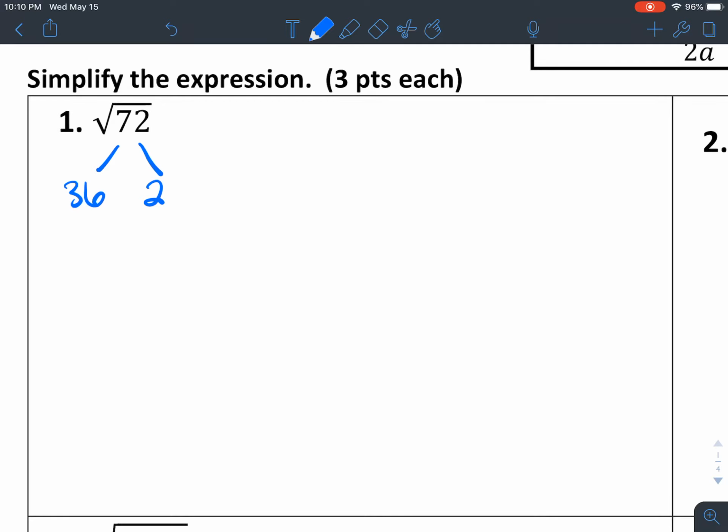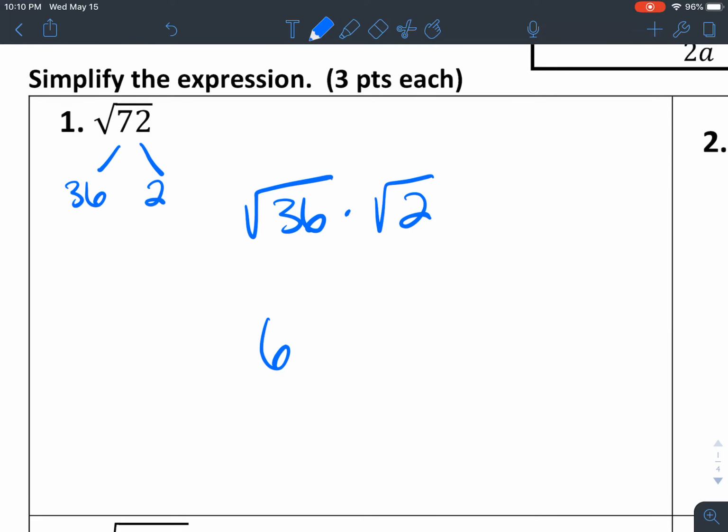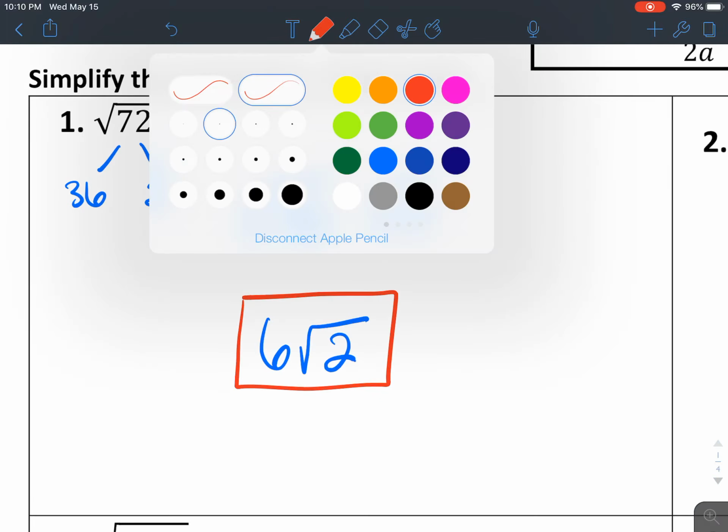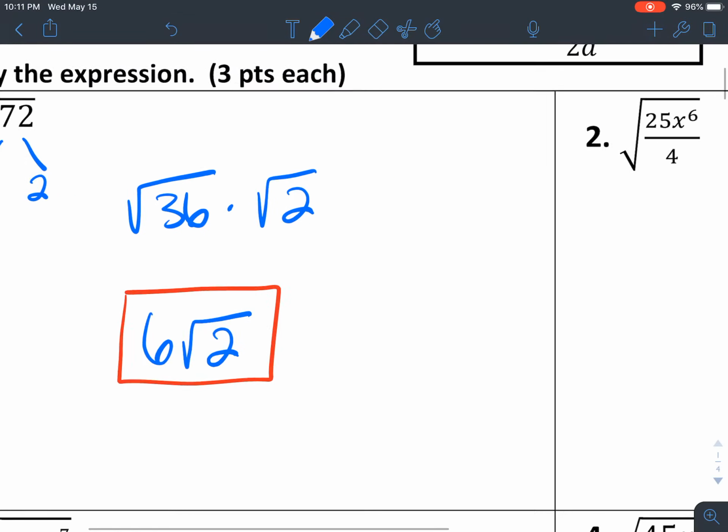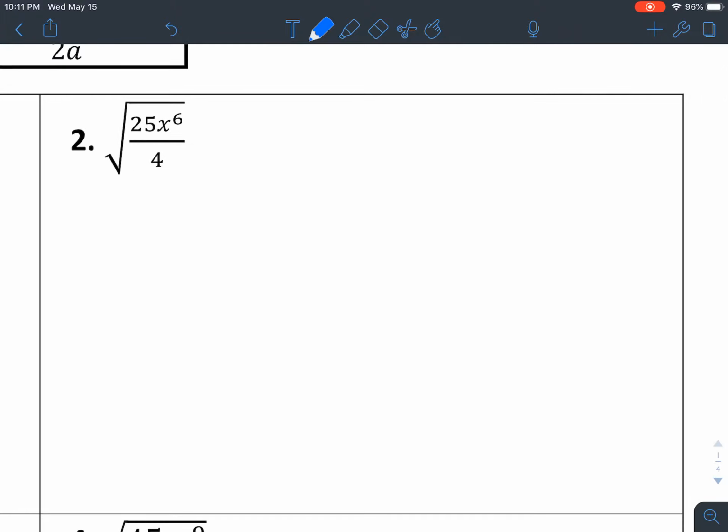So I'm going to break this down into the square root of 36 times the square root of 2. Because I know the product rule tells me if I have a number underneath a radical that can be written as a product, I can split it up into two separate radicals. Because what that allows me to do, I know the square root of 36 is just 6. And the square root of 2 does not simplify. So my final answer is 6 root 2. 6 times the square root of 2. And that's it.